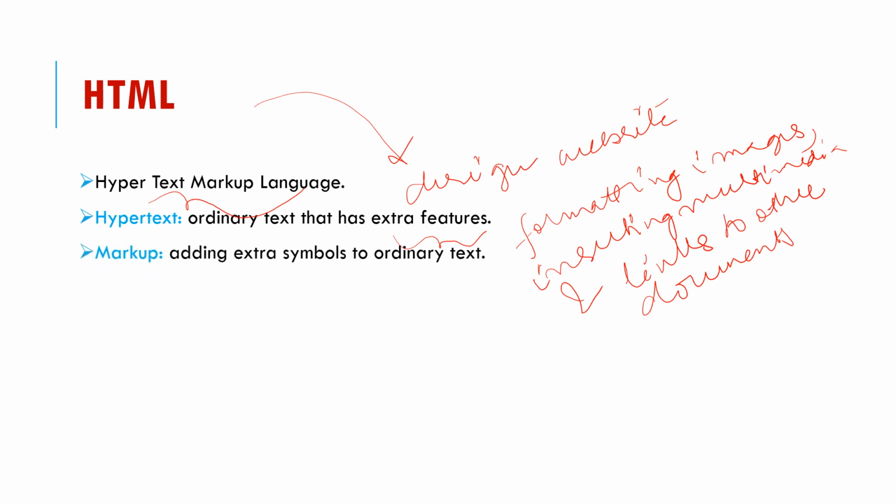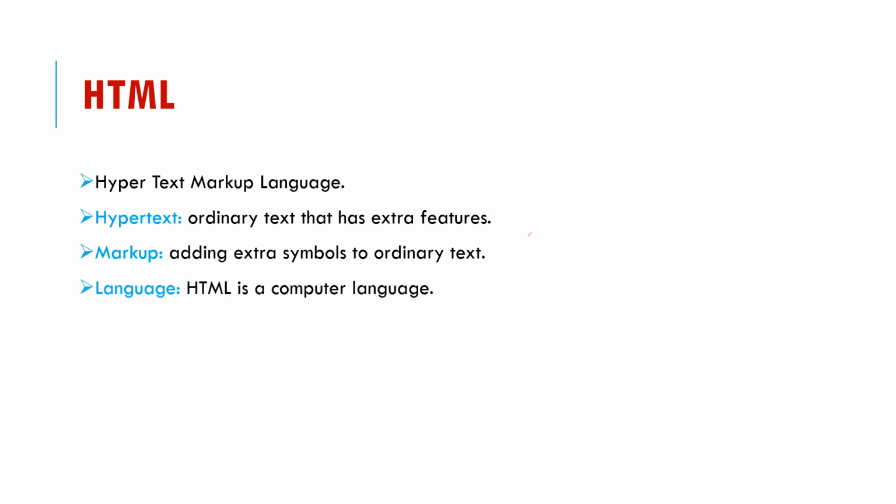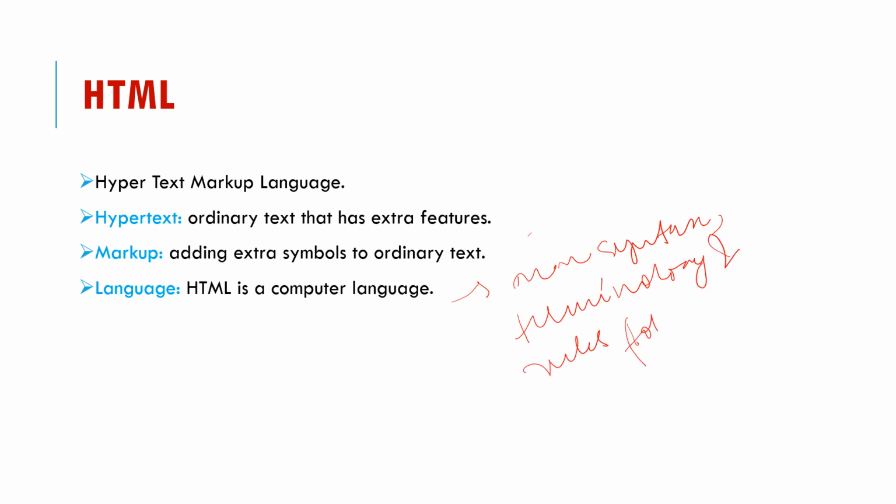Next is the markup. Markup is the process of taking ordinary text and adding extra symbols to it. Each of the symbols used for the markup in HTML is actually a command that tells the browser how to display the text. The next acronym is language. Language denotes that HTML is a computer language, which means it has its own syntax, own terminology, and rules for proper communication.